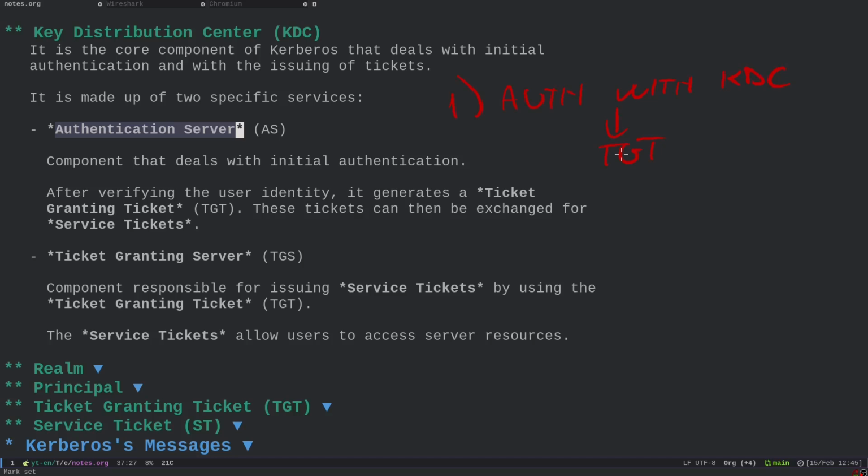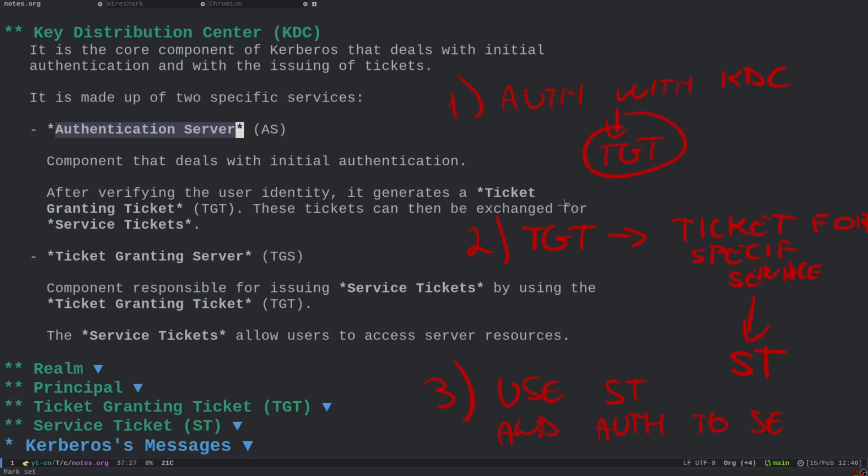If you want to access a specific service, you need to exchange the TGT, you need to use the TGT to obtain a ticket for a specific service, assuming that you are allowed to do so, of course. And this ticket for a specific service, we can call it a service ticket, ST, to not confuse. So once you have this service ticket, then you can actually use the ST and authenticate to the service. So the first authentication happens within Kerberos. The second authentication happens within the actual service itself.